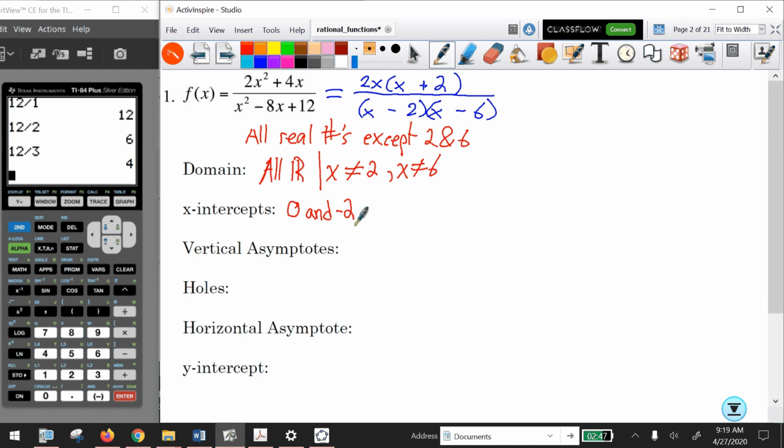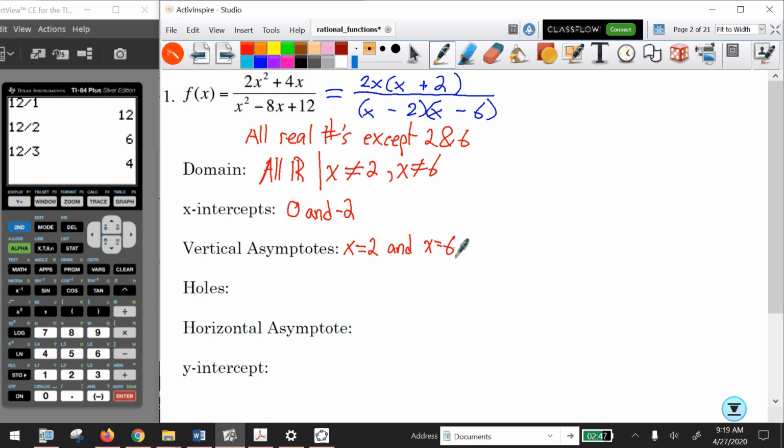Our vertical asymptotes occur at zeros of the denominator that are not also zeros of the numerator. And that would be both at 2 and 6. Those are our vertical asymptotes, 2 and 6. And if you want, you could list the vertical asymptotes as vertical lines, x equals 2 and x equals 6.